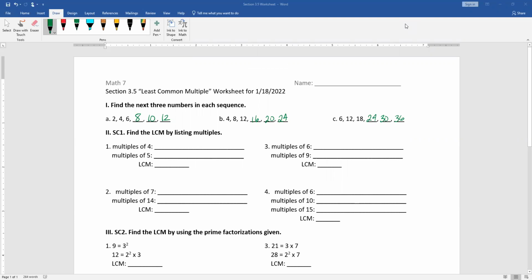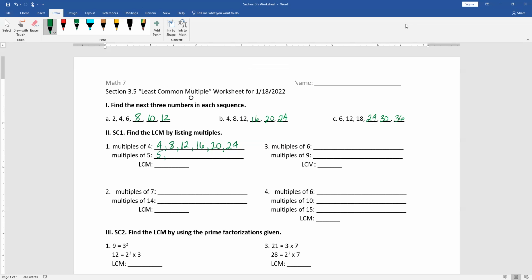So first we do the multiples of 4. So 4 times 1 is 4, 4 times 2 is 8, 4 times 3 is 12, 4 times 4 is 16, 4 times 5 is 20, and 4 times 6 is 24. We'll go that high and then see if we can find a least common multiple between these two. All right, let's look at multiples of 5.